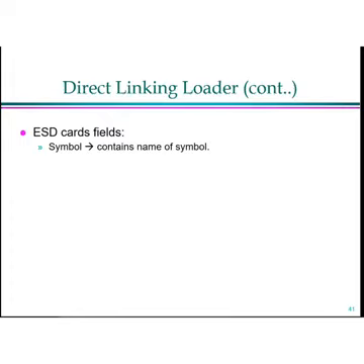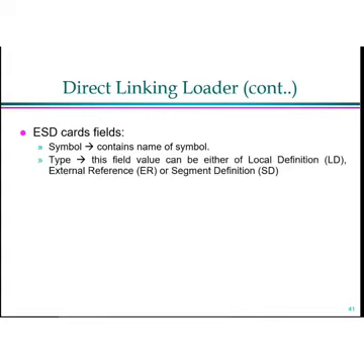Now, how will you distinguish whether it is ER, LD or SD? If your symbol comes with the start pseudocode, then its type will be a segment definition, because that is the name of the segment, the name of the procedure. So your type will be segment definition, SD. If your symbol comes with the external pseudocode, its type will be external reference, ER. If your symbol comes with the entry pseudocode, then your type will be local definition. Okay. So the type of a symbol can be local definition, external reference, or segment definition.